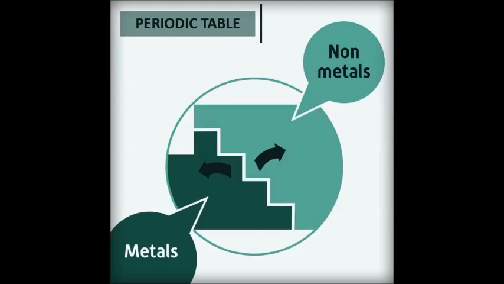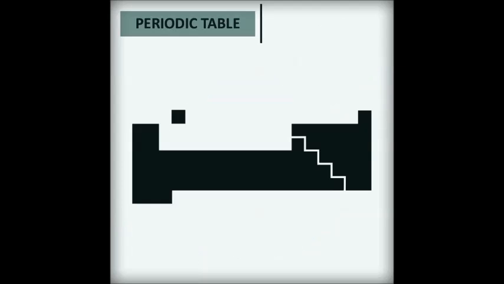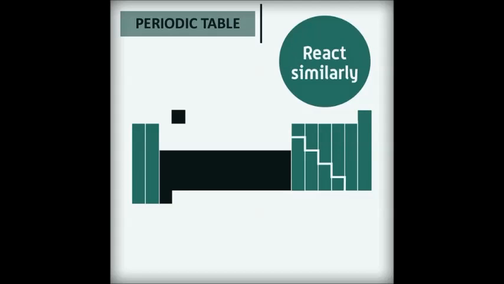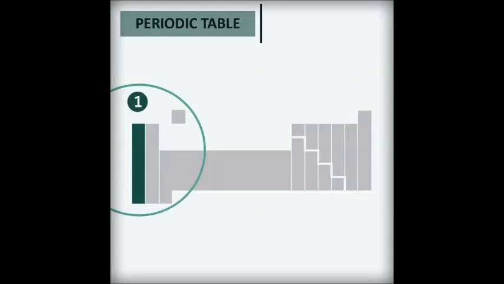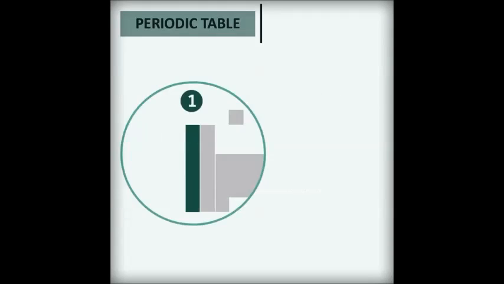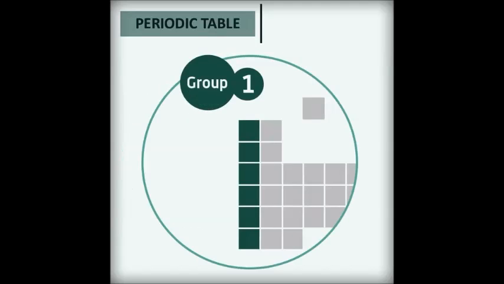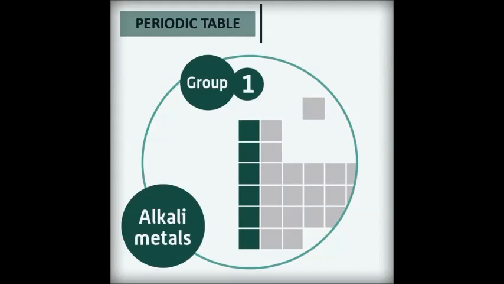The divide between metals and non-metals is not the only bit of organisation found in the periodic table. If you look at the vertical columns, they're formed from elements that have similarities in the way that they react. These columns are called groups. You'll need to be able to identify some of the groups and the elements found in each group. Begin on the left-hand side of the periodic table with the first column. This is group 1, also called the alkali metals. These elements are lithium, sodium, potassium, rubidium and cesium.